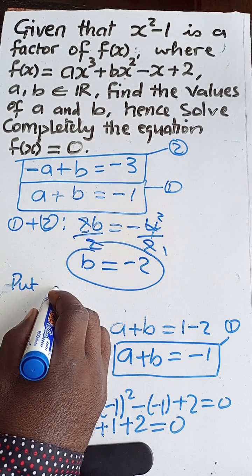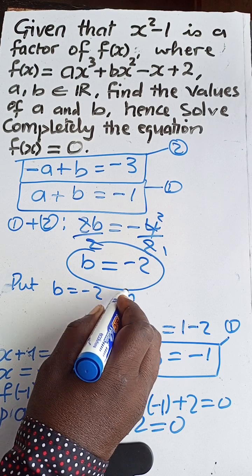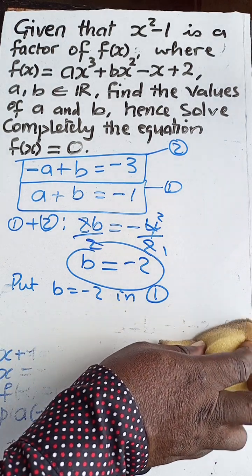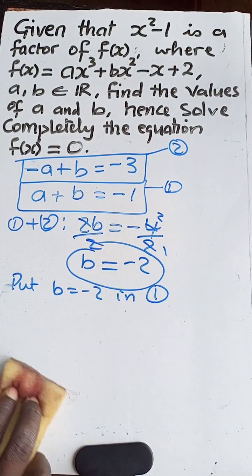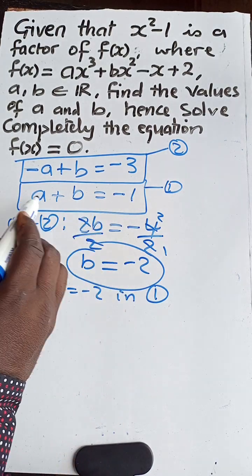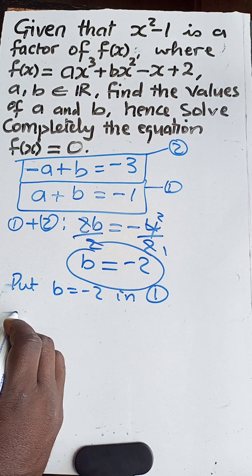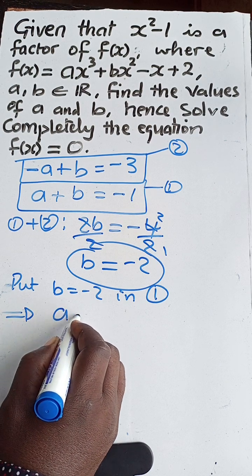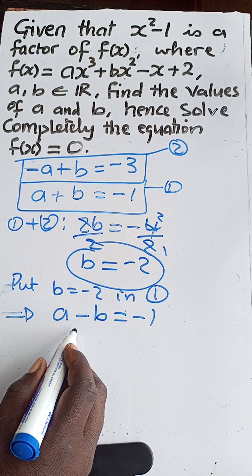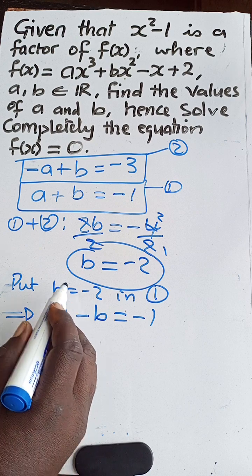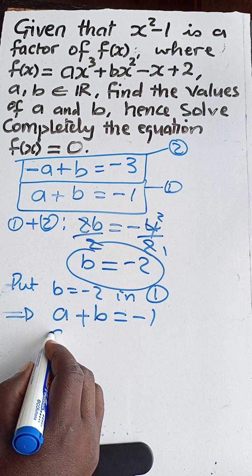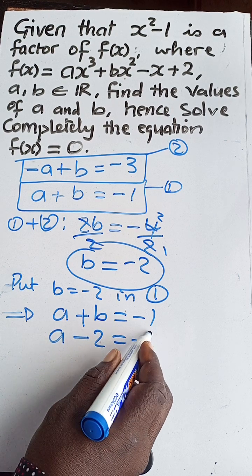If we do the substitution, b equals negative 2 in equation 1, this is equation 1, so wherever we find b, we'll put negative 2. This is a plus b is equal to minus 1. Now we're going to put b to be negative 2. That means a minus 2 is negative 1.